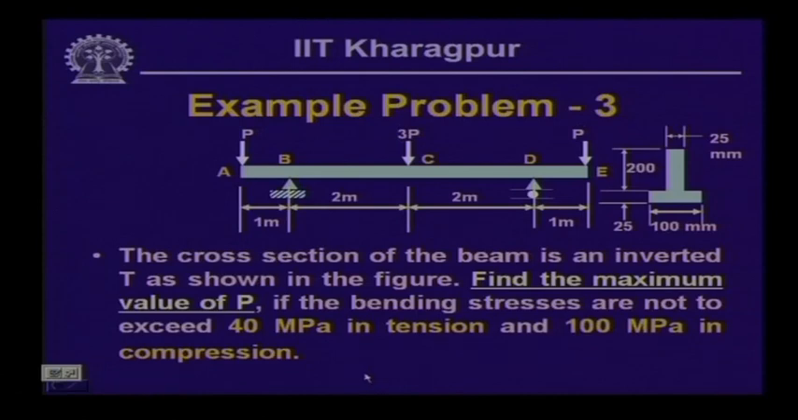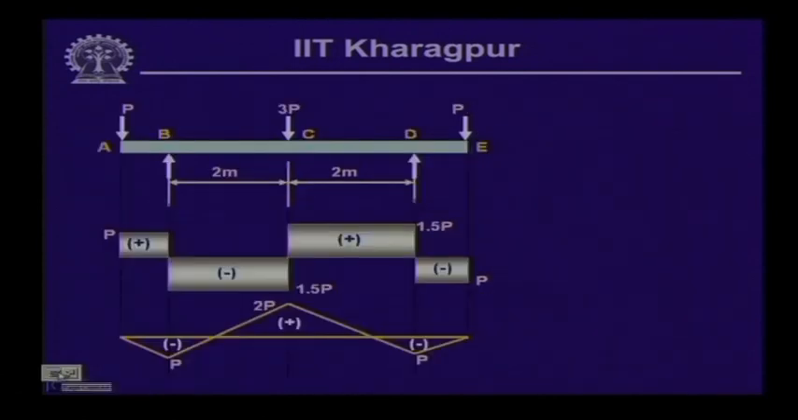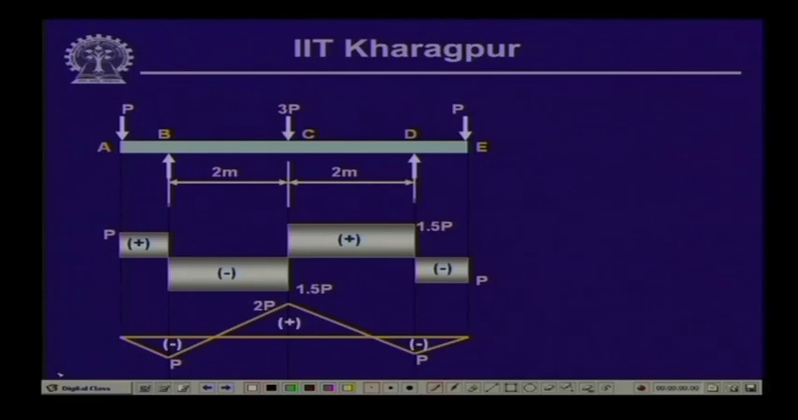Now, to do that, as we have done earlier, let us again compute the value of the reactive forces. Here we call this vertical reactive force R B, and this R D, and as usual, since there are no horizontal forces, the horizontal force at the hinge support is equal to 0. So, R B plus R D is equal to the vertical forces, which is equal to 5 times P, and since they are symmetrical, R B and R D will be equal in magnitude, and this is equal to 2.5 P.